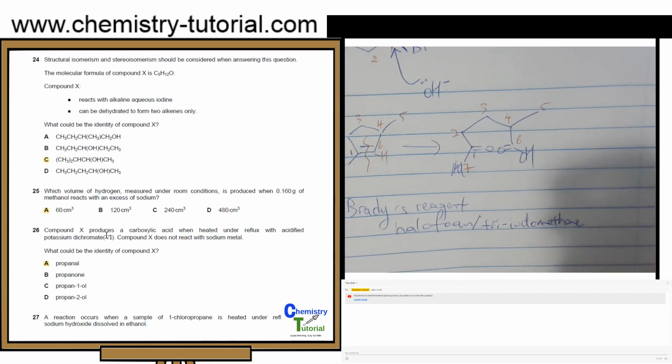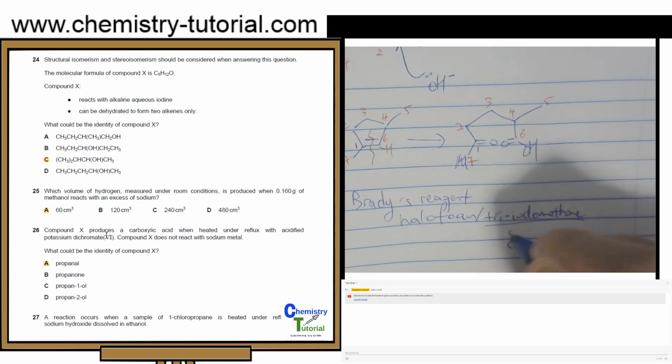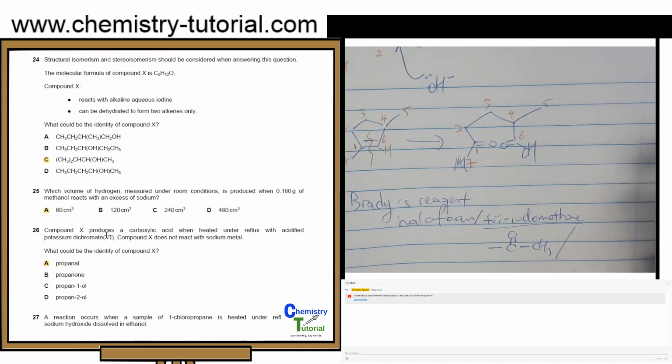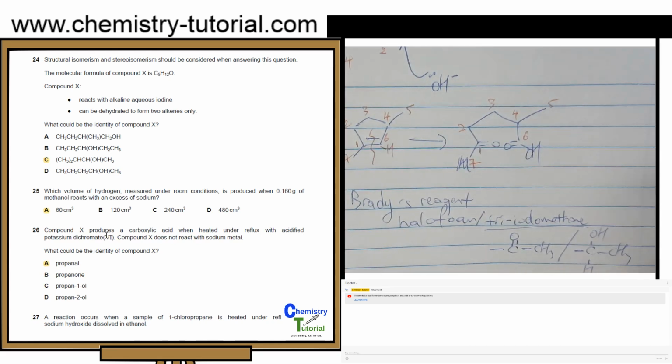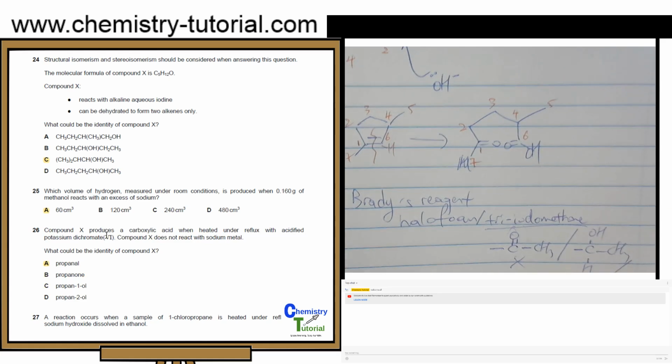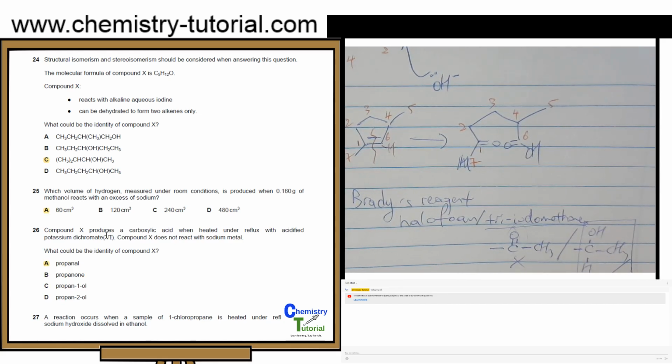Now, to form a PPT with a triiodomethane test, you must either have this moiety, which is a methyl ketone, or this particular moiety, which contains a hydroxyl group. Since the degree of unsaturation for C5H12O is 0, we have to rule this option out, because this has a degree of unsaturation of 1. Therefore, we should only consider anything with the hydroxyl. And it must possess this particular part, OH, H, CH3. So now let's look at the options available. This is out because the OH does not satisfy this criteria.